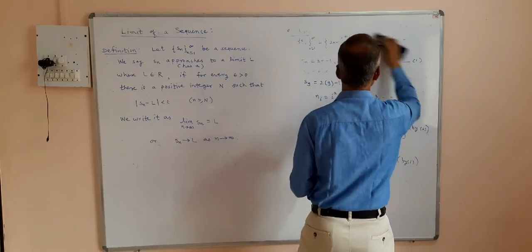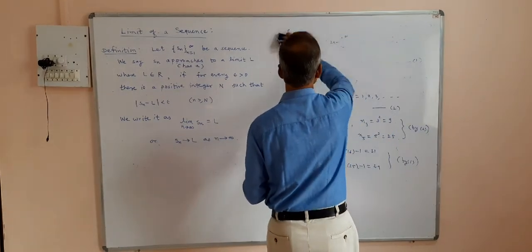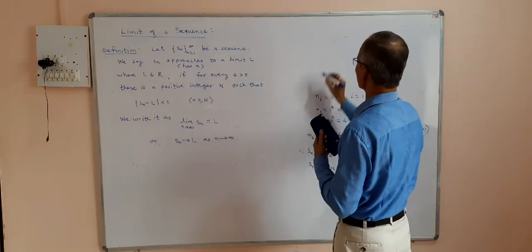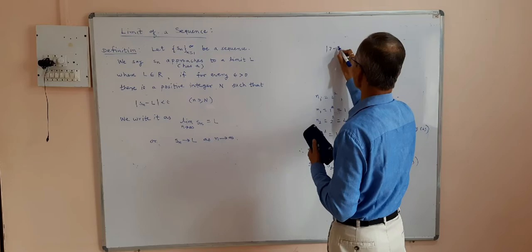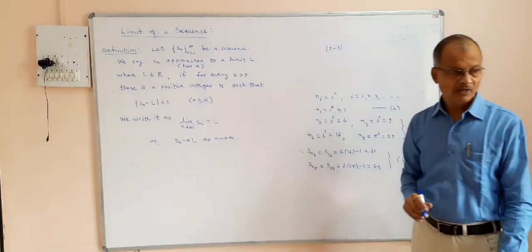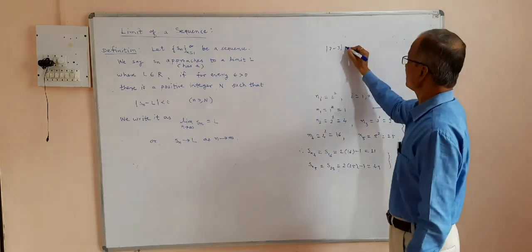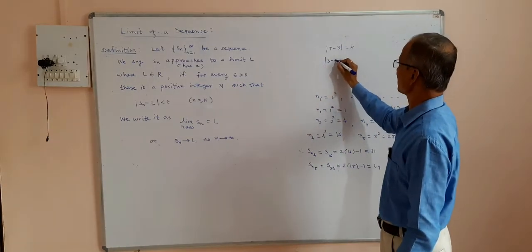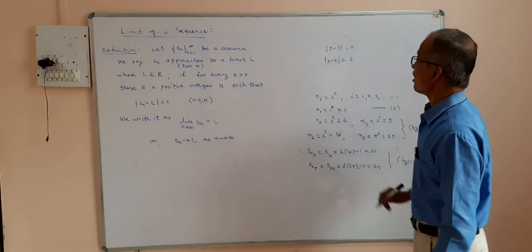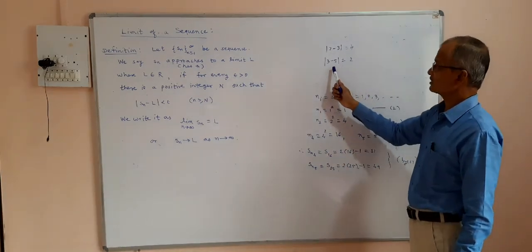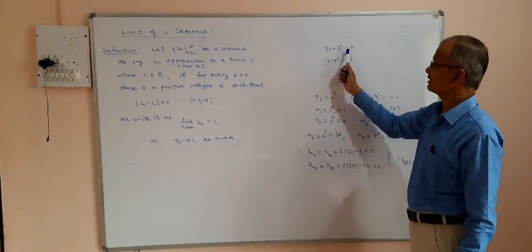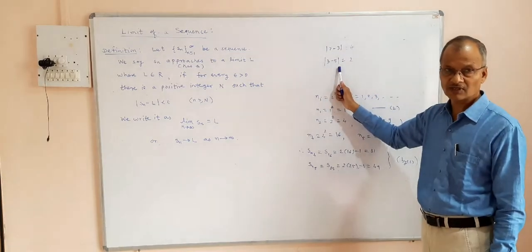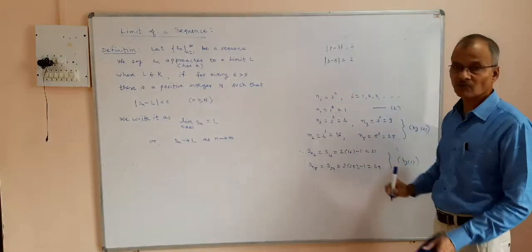So the mod of Sn minus L we can consider as, say, what is the mod of the difference of 7 and 3? Modulus of 7 minus 3 is 4. Or the other way, 3 minus 5, that is 2. This can be said as the distance between 7 and 3 is 4, or the distance between 3 and 5, absolute distance, we have to consider the positive value, is 2.